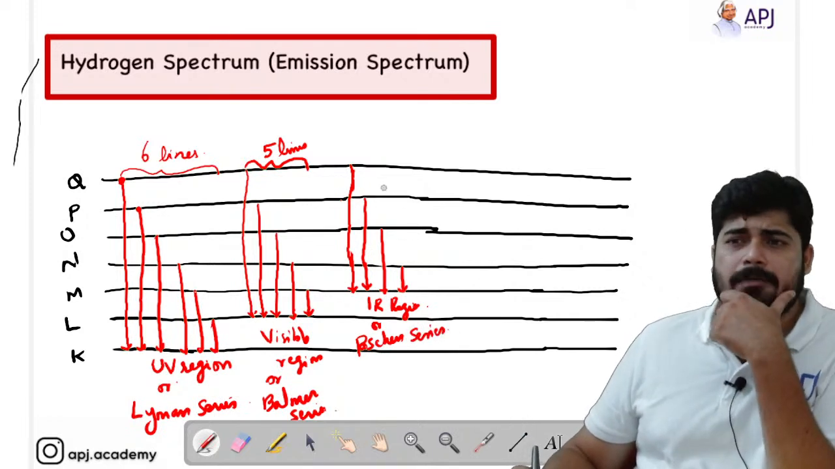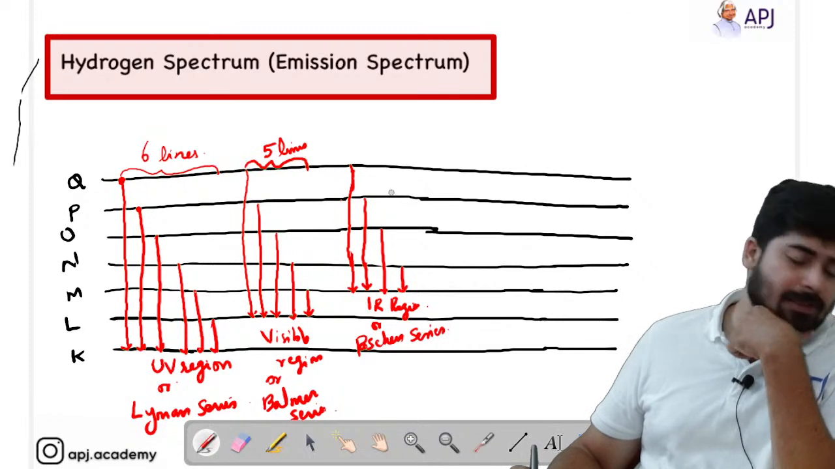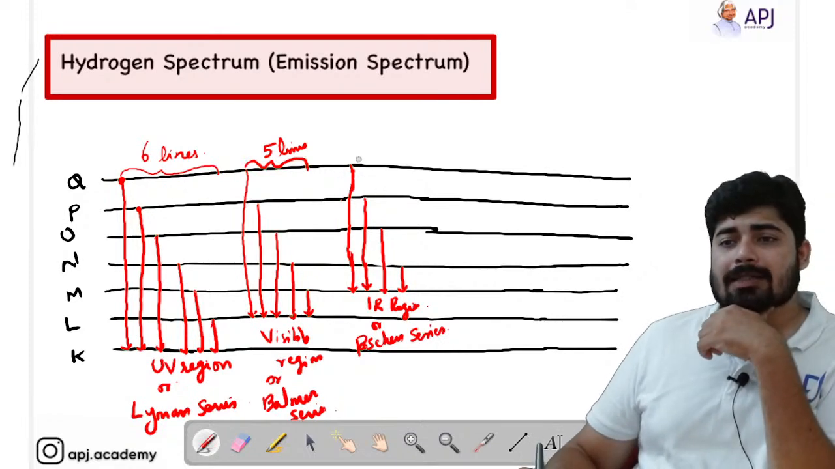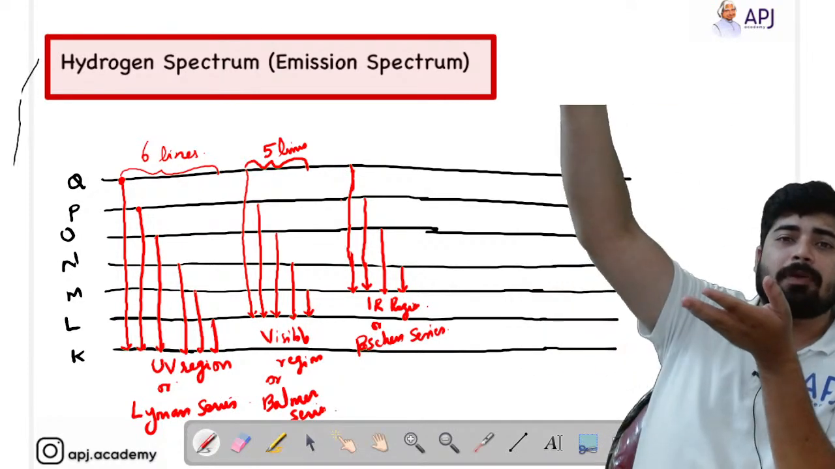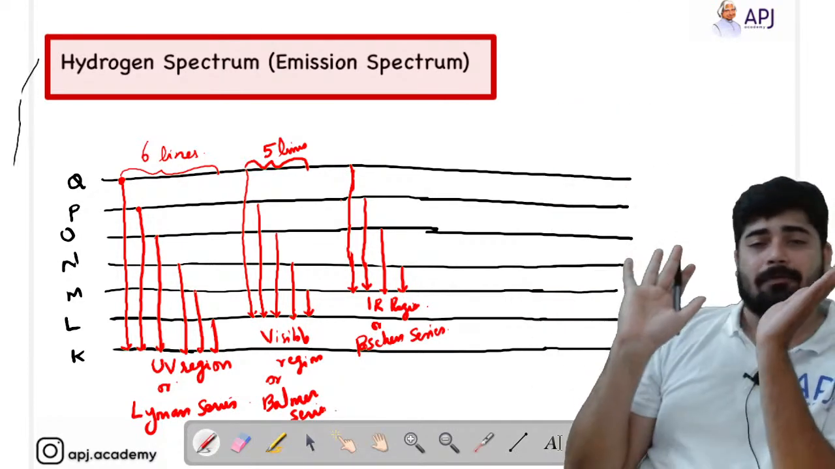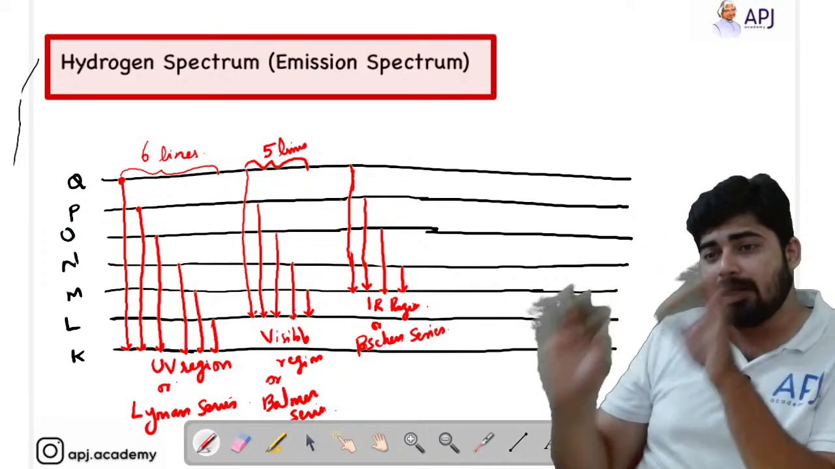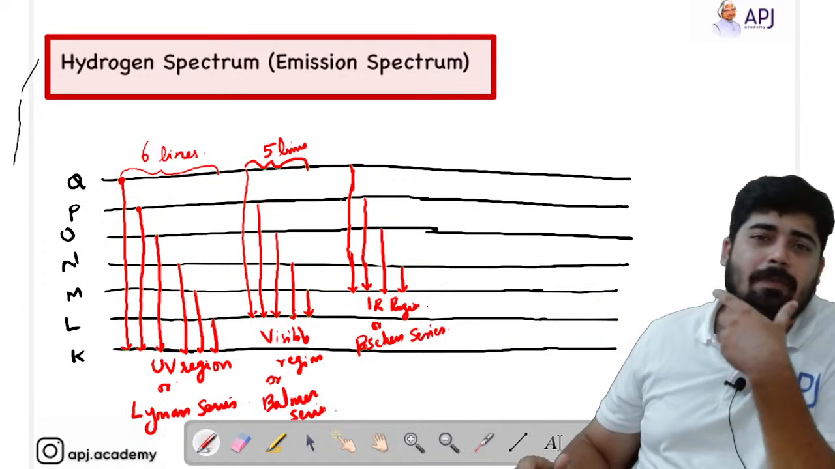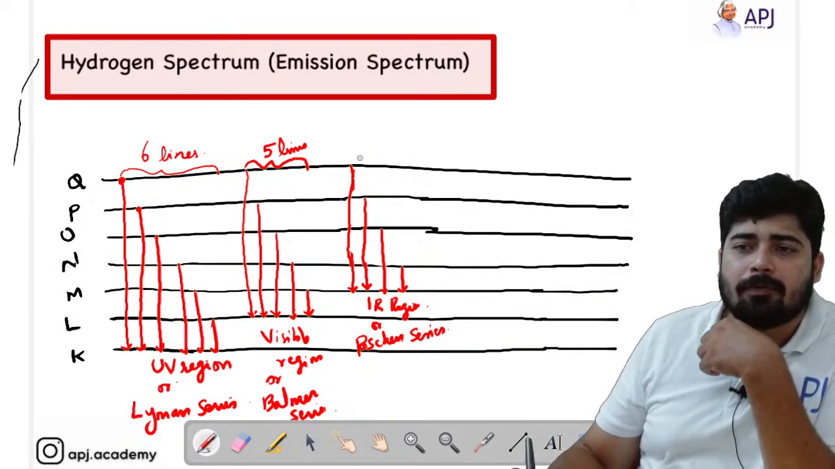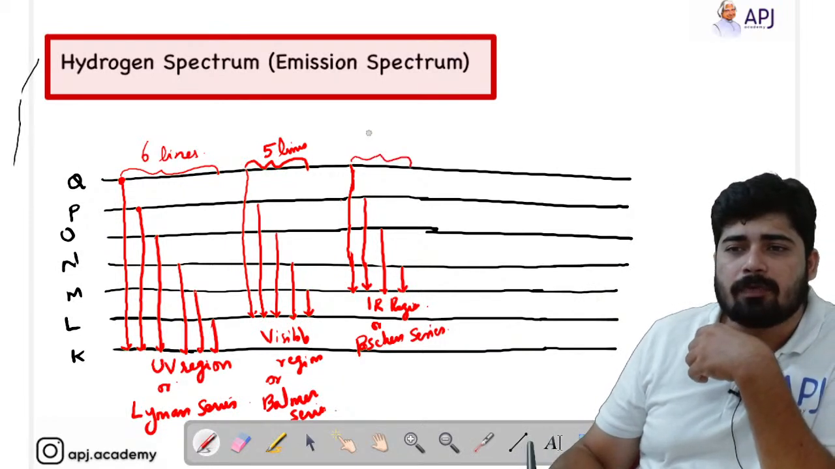So what is the Paschen series actually? When the electron is jumping from a higher energy shell to the third shell, then we get a spectral line, and that spectral line is part of the Paschen series. So here we will obtain a maximum of 4 lines.